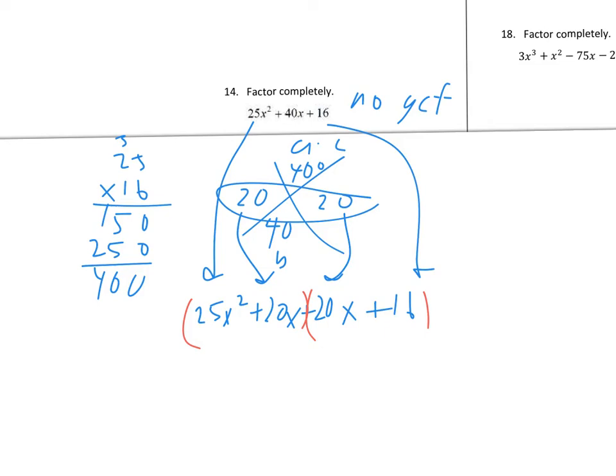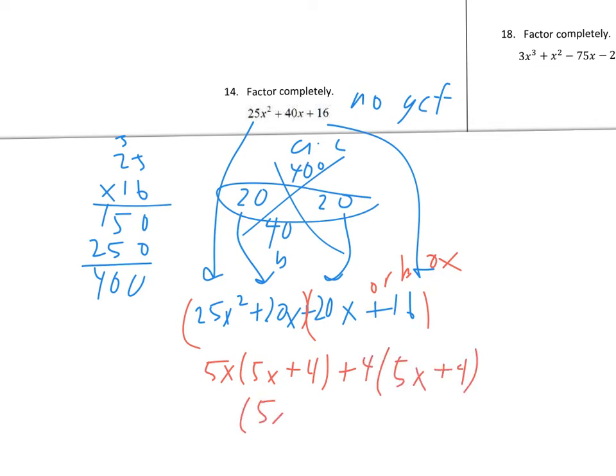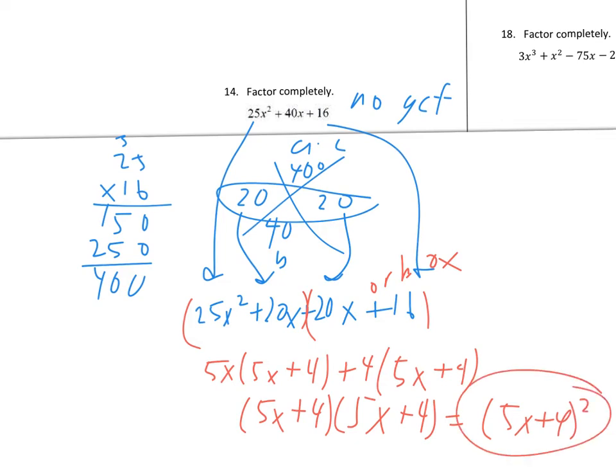And remember what I said, or you can use the box here, inside out again. And so the first group I can take out 5x, and that leaves me with 5x plus 4. The second group I can take out a 4, and that'll leave me with 5x plus 4. So this ends up being 5x plus 4 times 5x plus 4. And then very often they'll just write that as 5x plus 4 squared, which means multiply it by itself.